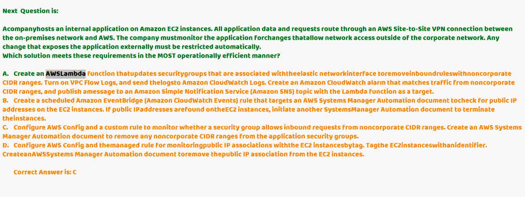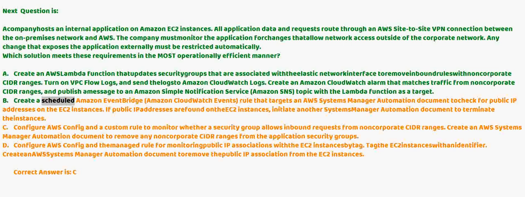A. Create an AWS Lambda function that updates security groups that are associated with the Elastic Network Interface to remove any rules with non-corporate CIDR ranges. Turn on VPC flow logs, and send the logs to Amazon CloudWatch Logs. Create an Amazon CloudWatch alarm that matches traffic from non-corporate CIDR ranges, and publish a message to an Amazon Simple Notification Service, Amazon SNS, topic with the Lambda function as a target.